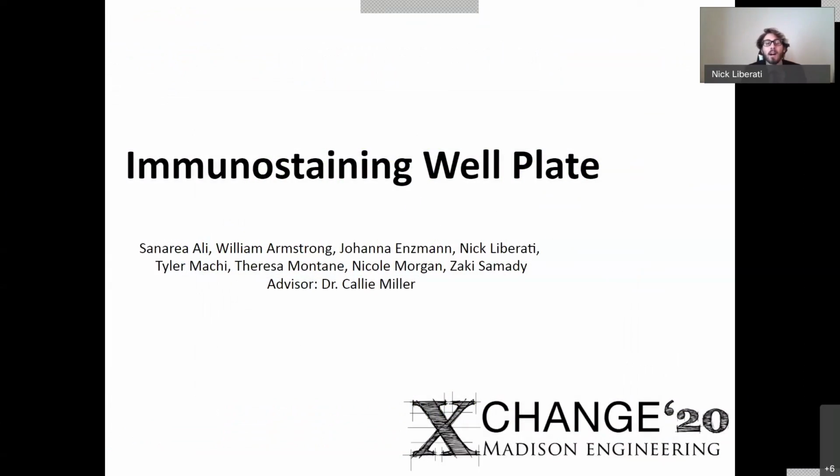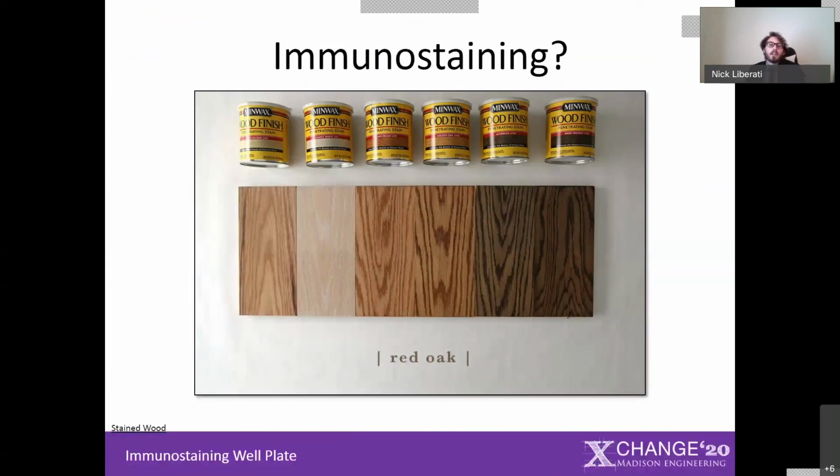My name is Nick Liberati, and I'm representing the Immunostaining Well-Plate Capstone team. The immunostaining process involves bonding antibody markers to proteins within an organic specimen to visualize interactions of those proteins throughout the sample.